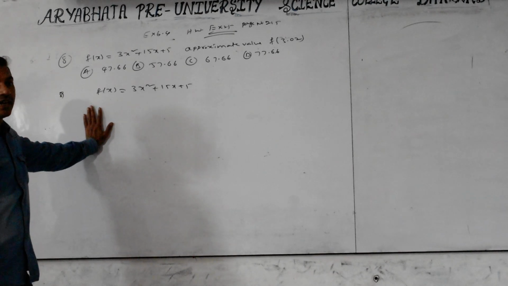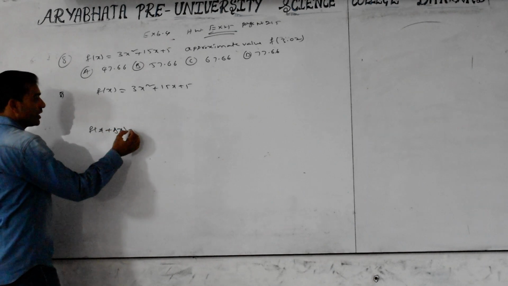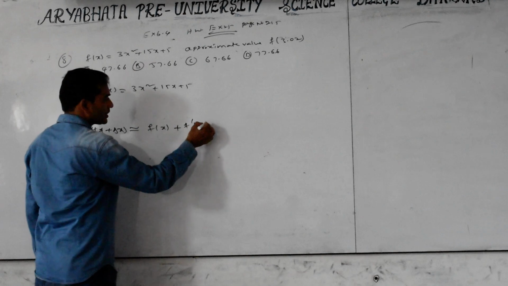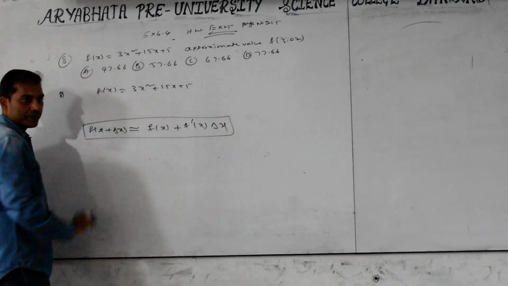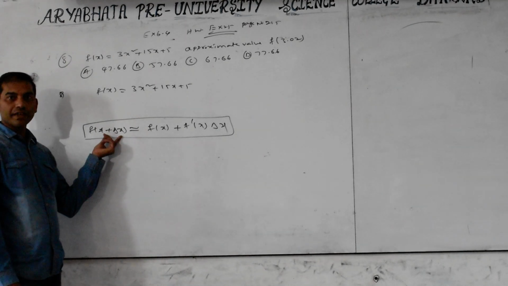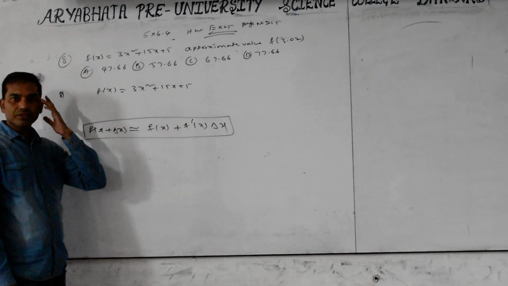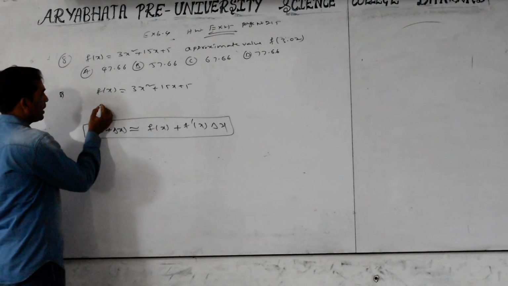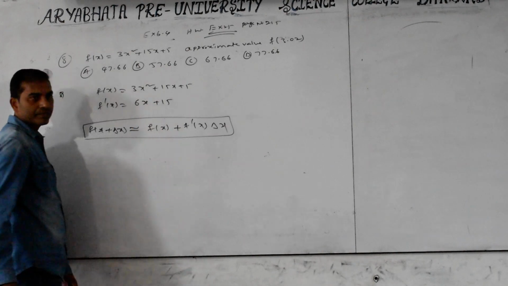f of x plus delta x is approximately equal to f of x plus f dash x into delta x. We have proved this in the previous class. Now let us find f dash x, which is equal to 6x plus 15.